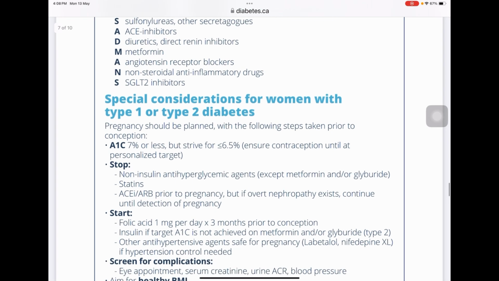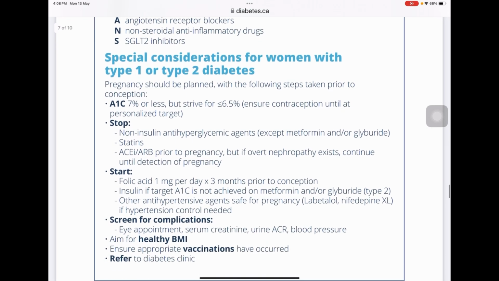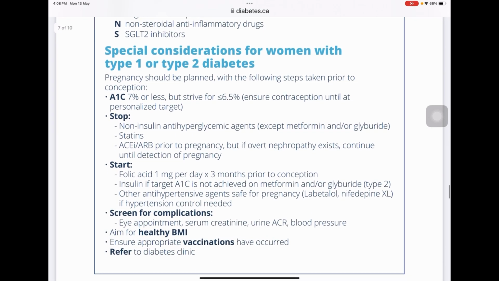Special consideration for women with type 1 and type 2 diabetes. Pregnancy should be planned with the following steps taken prior to conception. HbA1c is 7 or less, but strive for less than 6.5. Ensure contraception until personalized targets. So you need to make sure the patient is on contraception until the personalized targets are achieved. So to become pregnant, a type 2 diabetic patient should have a target HbA1c of less than 7 or should strive for less than 6.5, right? In the meantime, she needs to be on contraception, right?